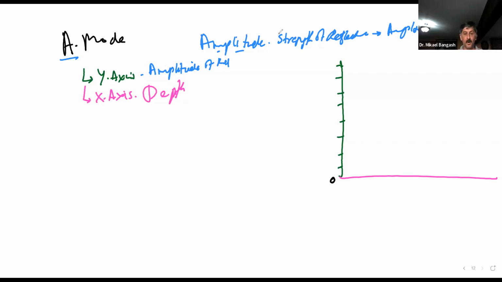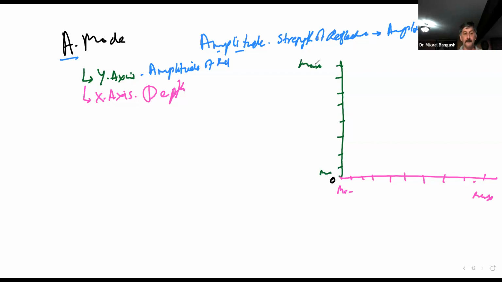Whereas as we go along the x-axis, this is at zero depth. This may be a greater depth, even greater depth, even greater depth, like that. If it stops here, we can say this will be the max depth, and here will be the minimum depth. Likewise, if you go along the y-axis, this will be the minimum intensity of amplitude, and this will be the maximum.